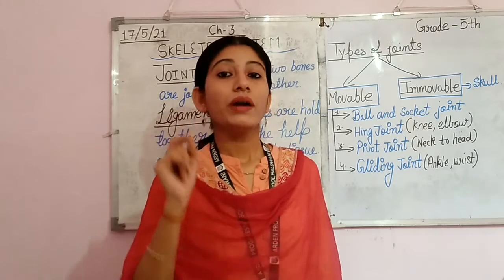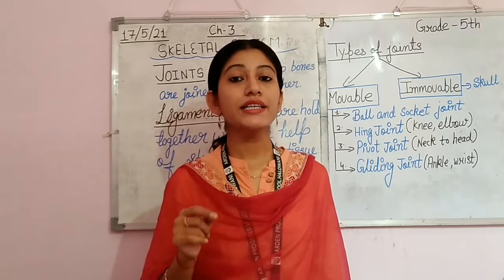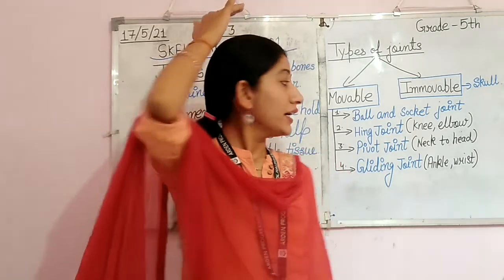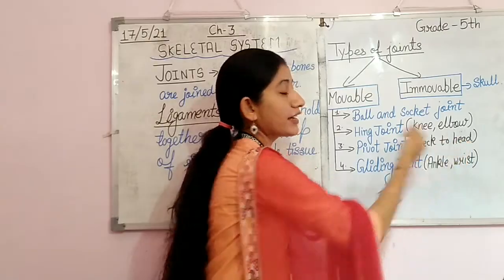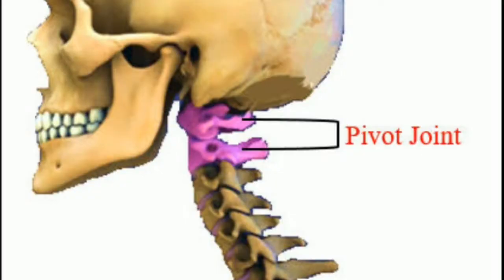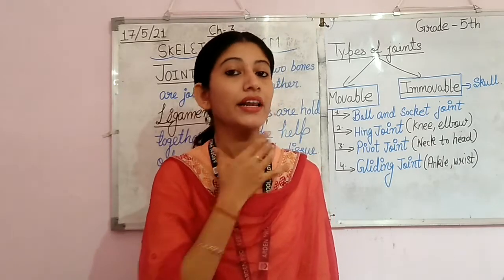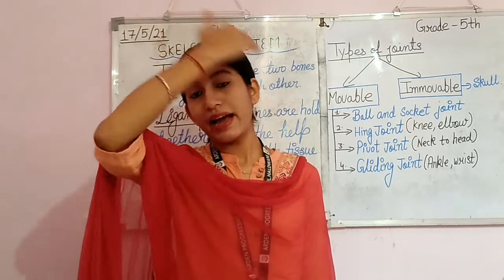So, what happened? The example of a pivot joint is the neck that is attached to the skull, or we can say the neck that is attached to the head. Now on your screen, students, it is the joint between the neck and the head, and this joint is named the pivot joint, with the help of which our neck bones are attached to our head.